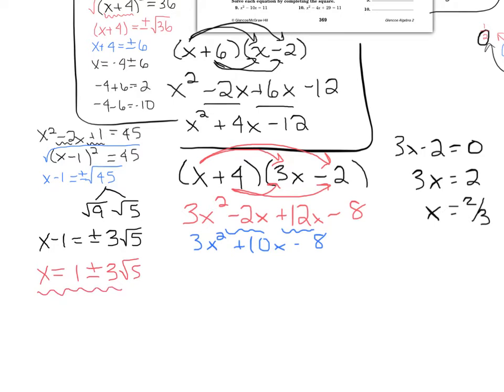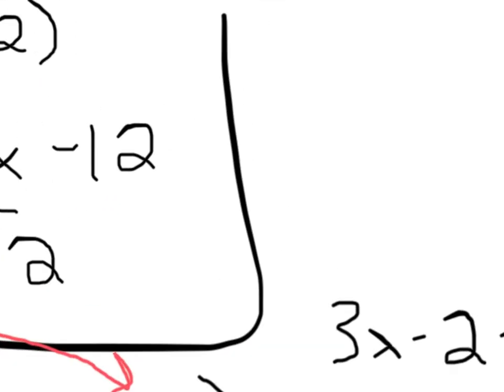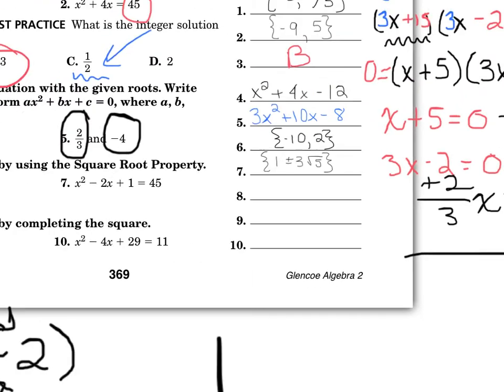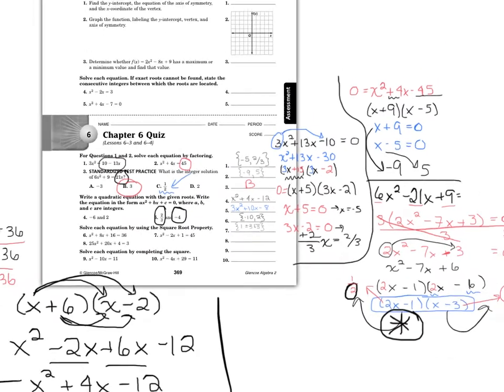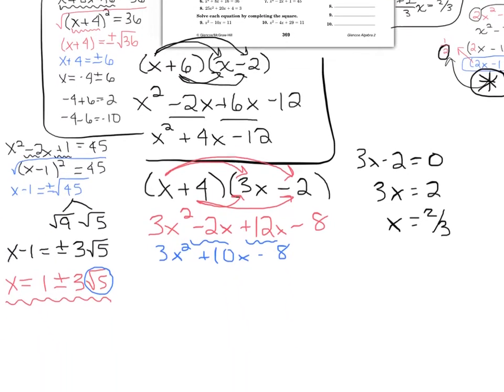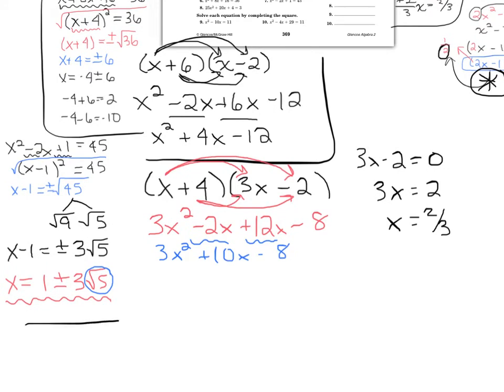And these are not like terms, so we cannot add them. The reason they're not like terms is because this 3 is being multiplied by the radical 5. All right, so for number 7, our solution, we have 1 plus or minus 3 radical 5. Notice that these are irrational solutions because a radical is not a rational number. Now for number 8. Number 8, oh, that looks scary because we have a big coefficient here.